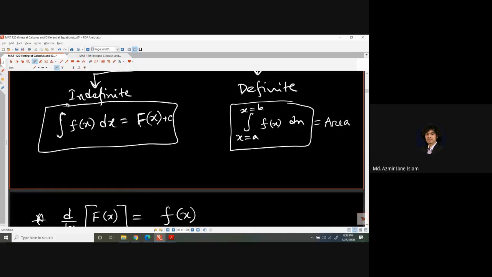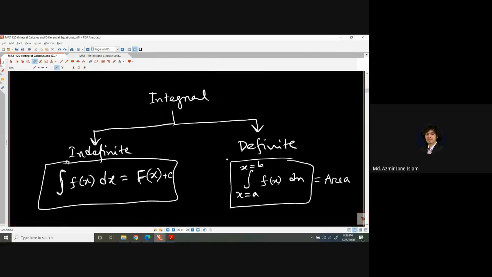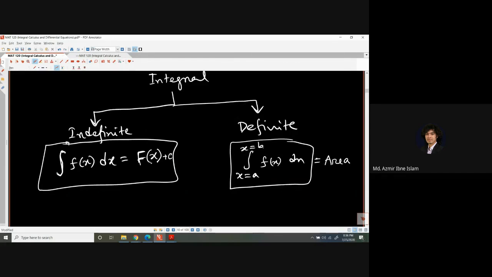If we don't have the lower limit and upper limit for that integral, that is called indefinite integral. And already you know that if we have the lower limit of integration and upper limit of integration, that is called the definite integral. And finally this will give us a value, that will be the area under that curve from x equal to a to x equal to b. But for indefinite integral we will get the antiderivative, okay, with a constant c.